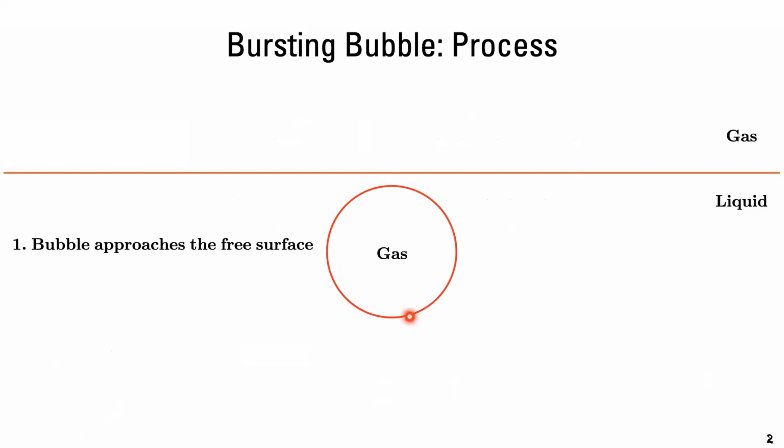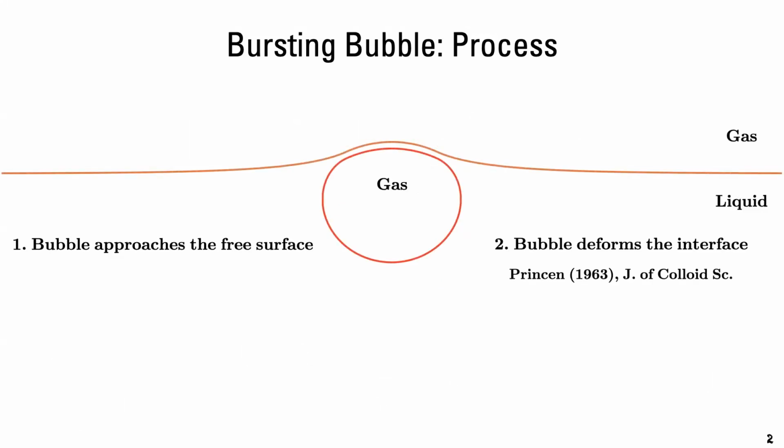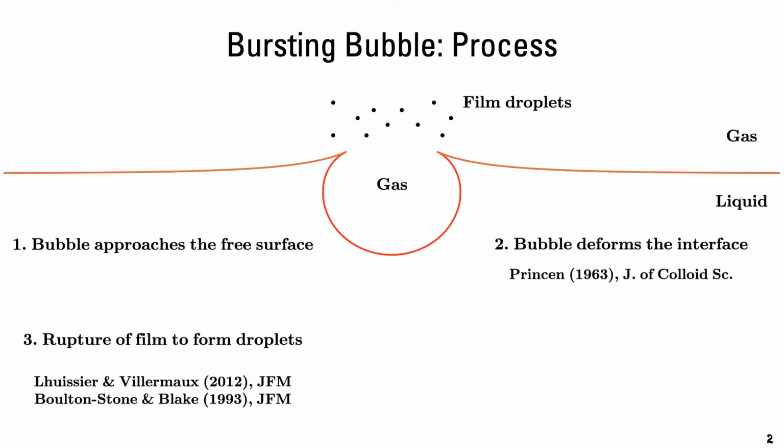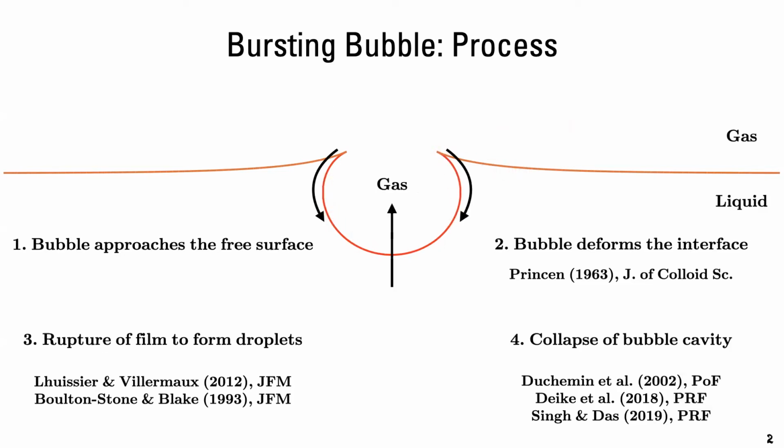Before we begin, let me tell you what the process of bursting bubble is. Once a gas bubble is formed in the liquid bulk and it approaches the liquid gas interface, it deforms it, leading to a formation of this thin liquid layer. As this liquid layer drains and ruptures, it creates some film droplets. And as you can see, now there is a very high surface energy cavity which has been formed. And this cavity will collapse because of surface tension. In fact, the rim connecting this cavity to the free interface will retract, which will initiate the flow.